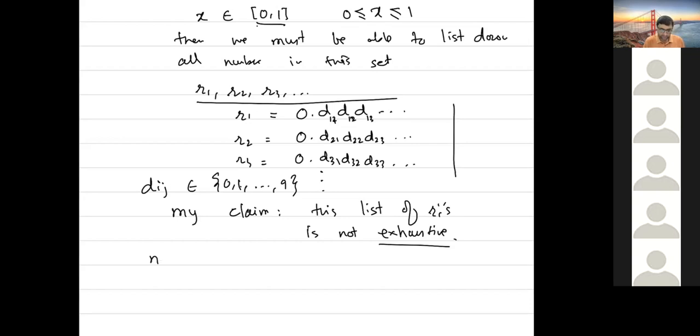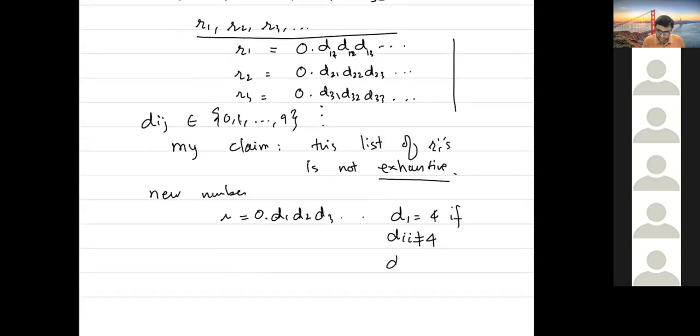We create a new number. And how do we create a new number? We say that we create a new number R. That number is 0.D1, D2, D3, and so on. We would say that this Di is equal to 4 if Dii is not equal to 4. And we would say that this Di is equal to 5 if this Dii is equal to 4. Very simple rule. So this number R only consists of fours and fives.